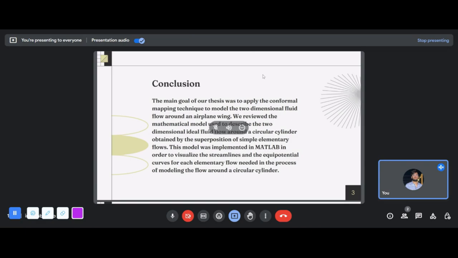Now, after seeing the introduction, applications and understanding of fluid flow, let us come to the conclusion of what we have concluded. The main goal of our thesis was to apply the conformal mapping technique to model the two-dimensional fluid flow around an airplane wing. We obtained the mathematical model used to describe the two-dimensional ideal fluid flow around a circular cylinder, as I explained in the previous slide, obtained by the superposition of simple elementary flows. This model was implemented in MATLAB, in the coding part, in order to visualize the streamlines and the equipotential curves for each elementary flow needed in the process of modeling.